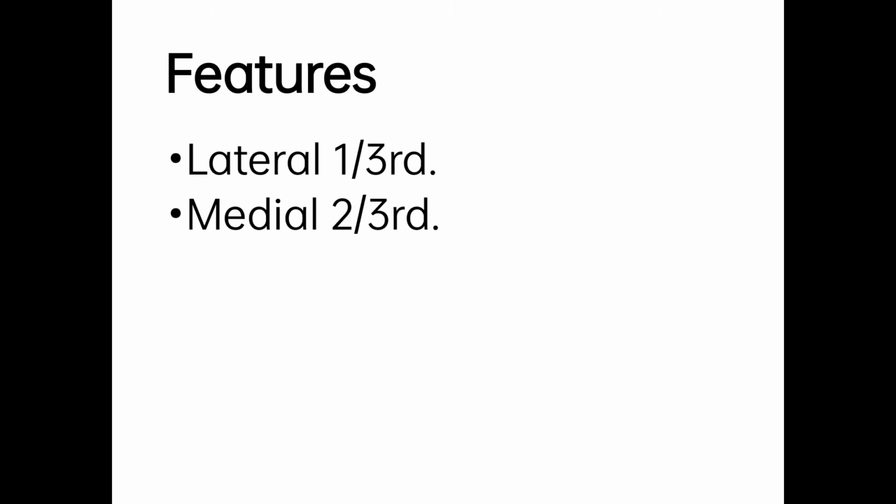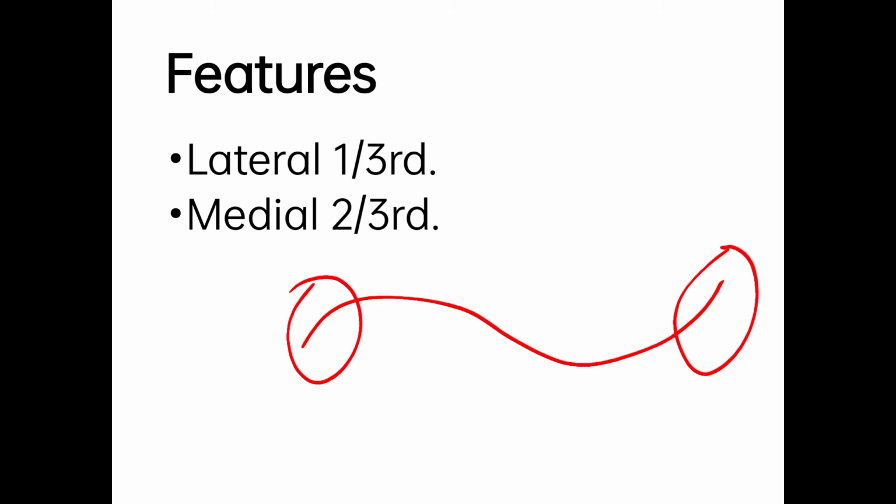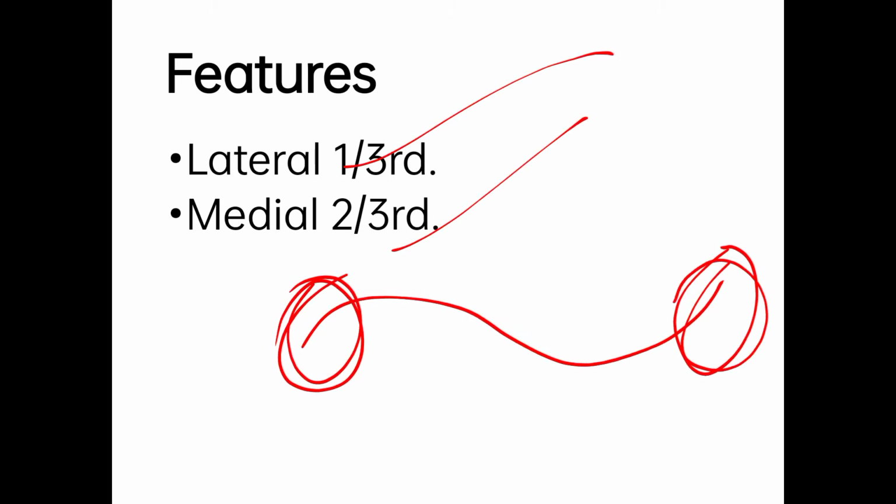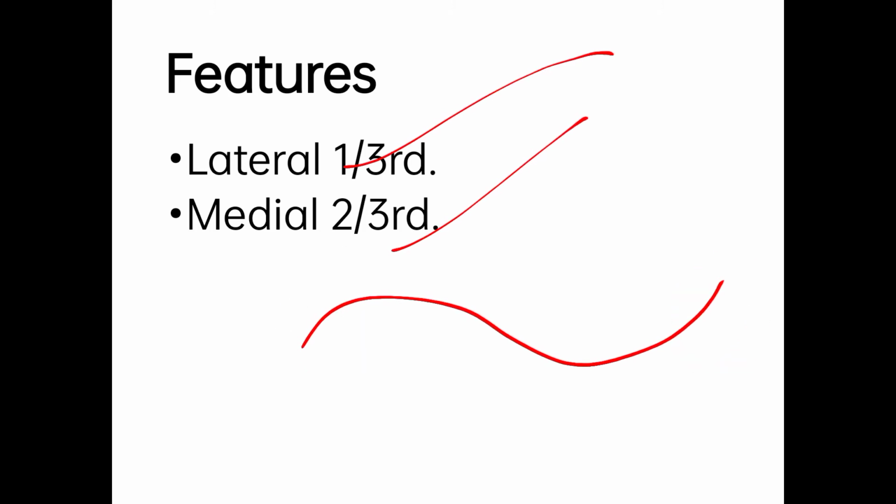Now lateral and medial ends of the clavicle. We discussed the shaft; now we are discussing the ends of the clavicle. The lateral or acromial end is flattened. This is lateral, this is medial. It is flattened from above downwards. It bears a facet that articulates with the acromion process of the scapula to form the acromioclavicular joint.